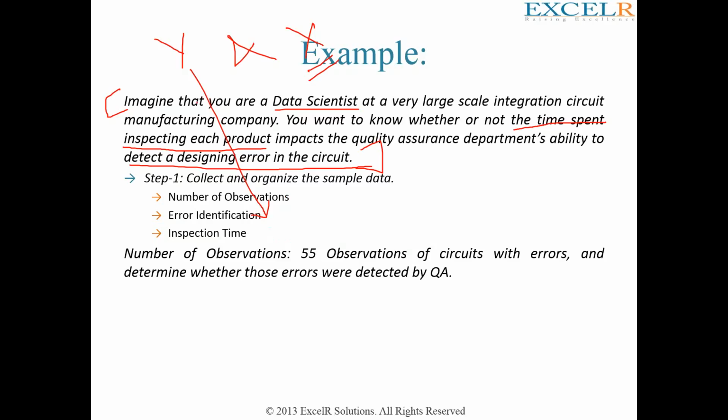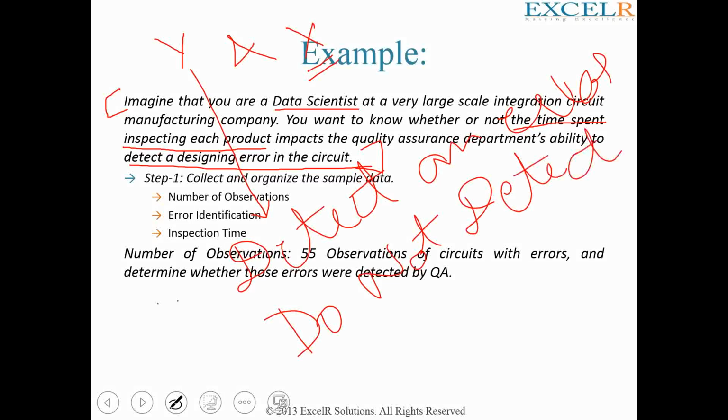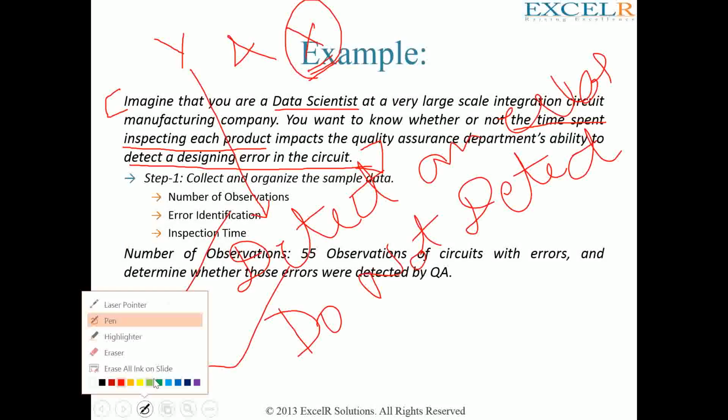So what could the possible levels be within this Y? Either you detect an error or you do not detect an error. These are the two possible outcomes in this case study. These are the two outcomes, right? Either you detect an error or you do not detect an error by spending some time inspecting a circuit.